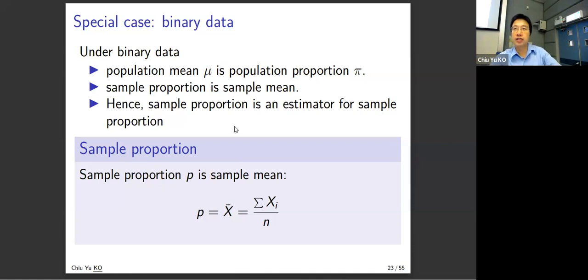And the sample proportion is the percentage of that. If I have 10 subjects I met, and out of that, 7 of them are female, I have seven 1s and three 0s, right?